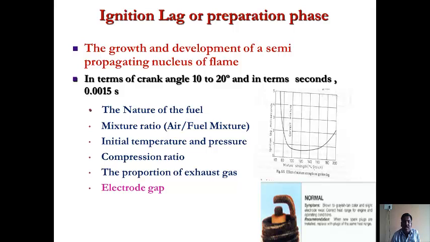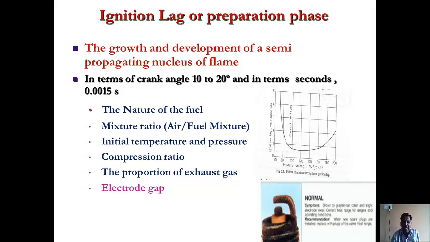The third parameter is the initial temperature and pressure of the incoming charge. The temperature and pressure of the incoming charge also affect the ignition lag period. Especially during the summer season, when the atmospheric temperature goes to more than 40 degrees Celsius, the ignition lag period might be very less. It is due to the increase in atmospheric temperature. The pressure may not be so different because the IC engine may be naturally aspirated or turbocharged. The atmospheric pressure does not have that much variation, but the temperature plays a major role.